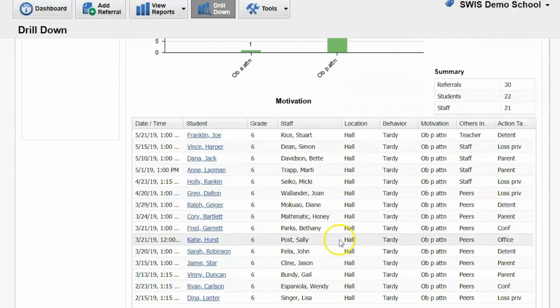At PBIS Applications, we hope you're using both of these tools to help bring about more equitable opportunities for all your students.